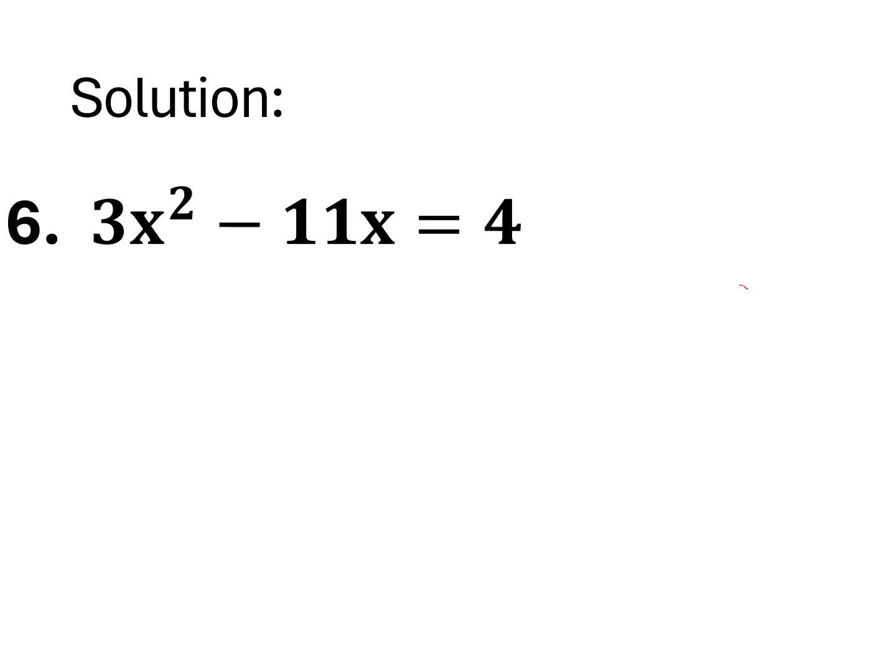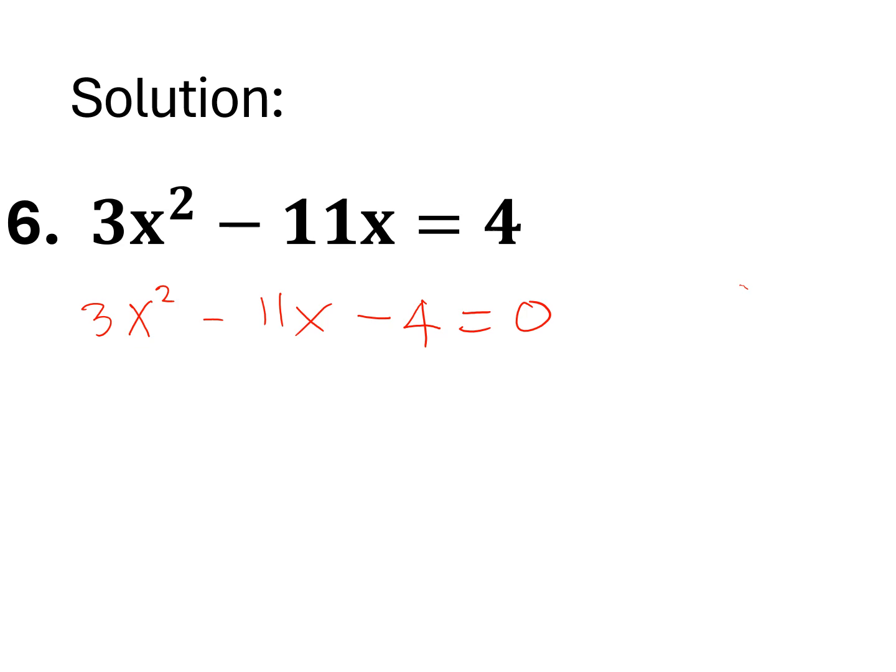For equation number 6, 3x squared minus 11x equals 4. This is the solution. Okay, so we will transform this first to standard form. So the standard form is 3x squared minus 11x minus 4 equals 0. Okay, so the three terms are there on the left side of the equation.